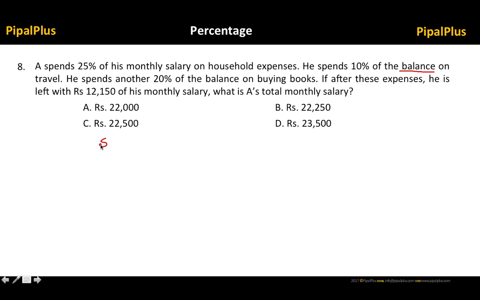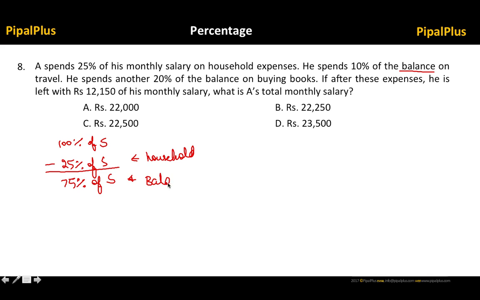Let's call it S. Now 25% of S goes to household expenses. If I'm starting with S, I could write S as 100% of S also, right? So this is where I start. Out of this I deduct 25% of S on household, right? So if this is what I've deducted, I'm left with only 75% of the original salary, right? Now this is the balance left to me after taking out the household expenses, right?